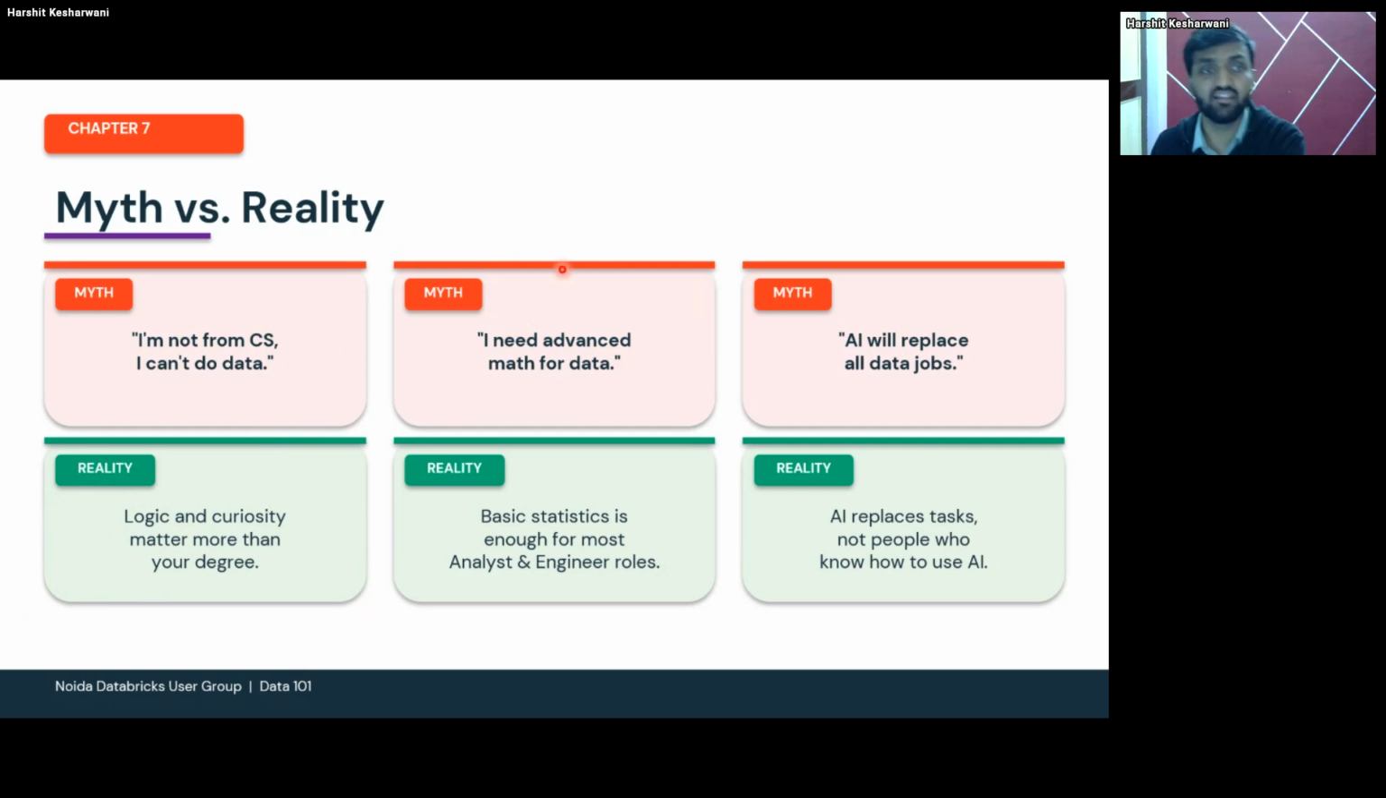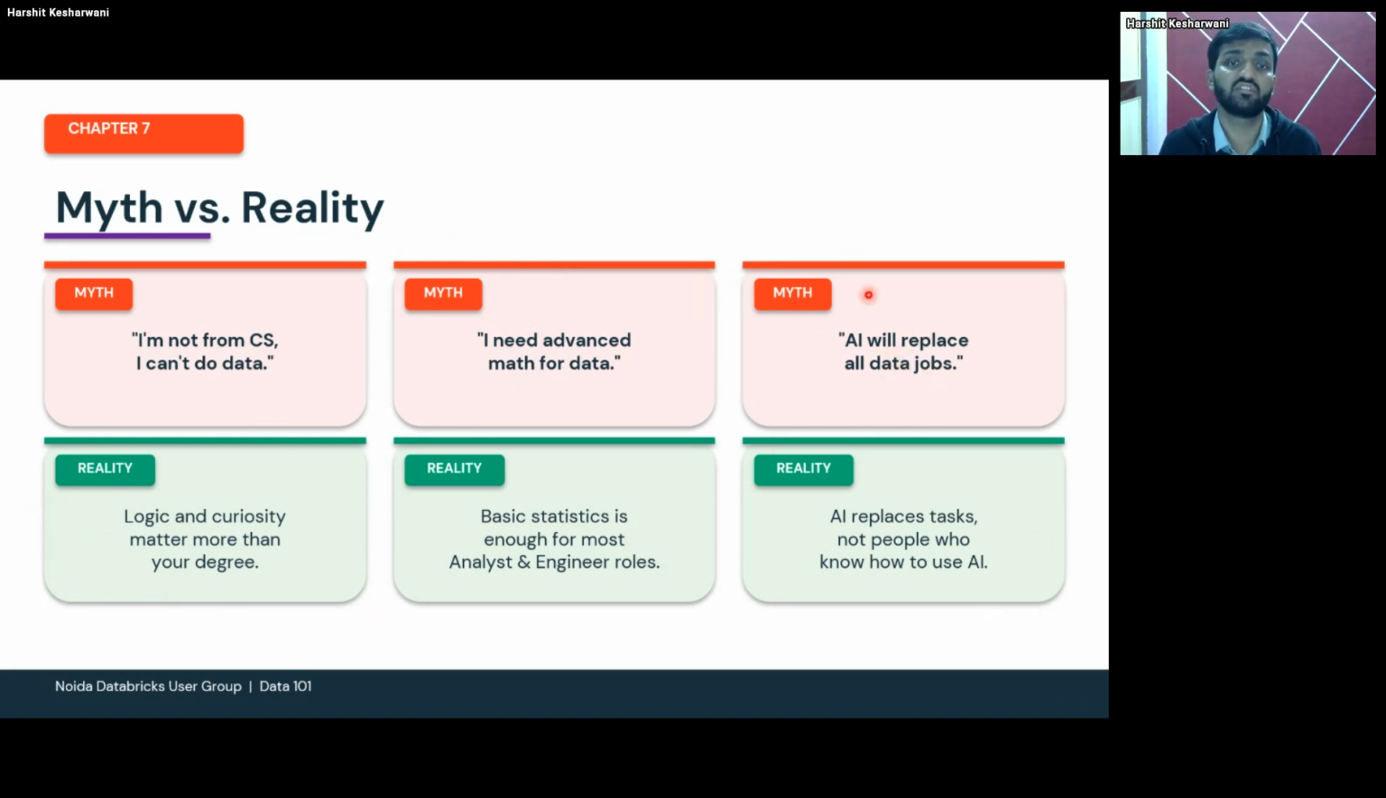Second myth, I need advanced maths for data. No, you don't need it. Because I was not very good at mathematics. I was a mid or below average student, but I'm in data engineering, right? Without so much advanced mathematics, I'm doing fine. Basic statistics is enough, not so much. You should understand what is mean, what is median. That is enough. Not so many things.